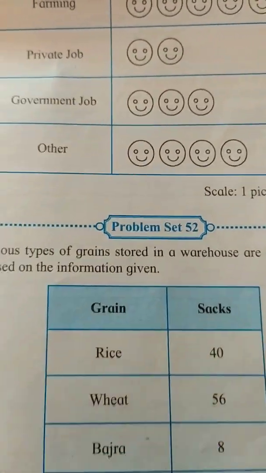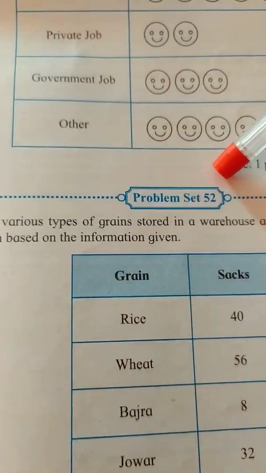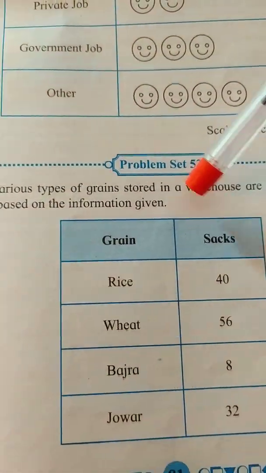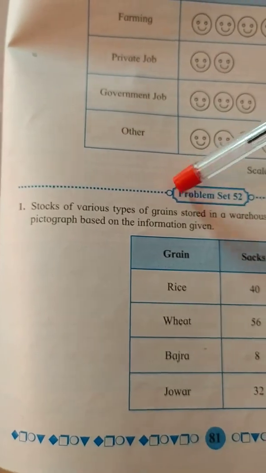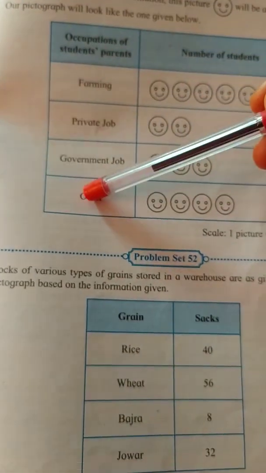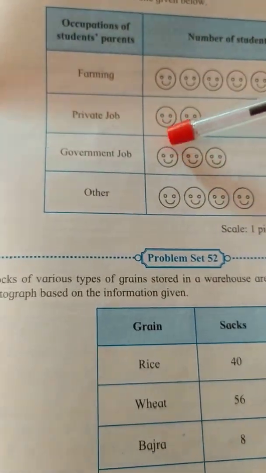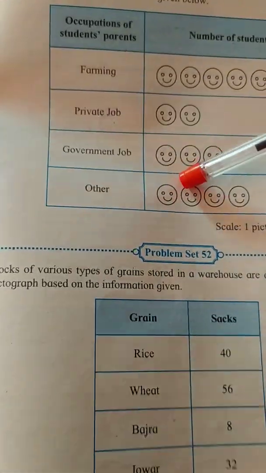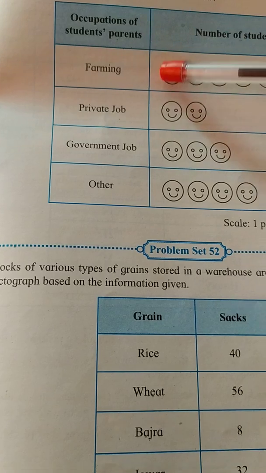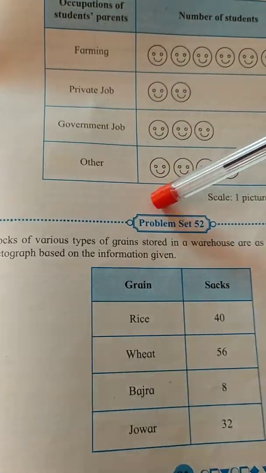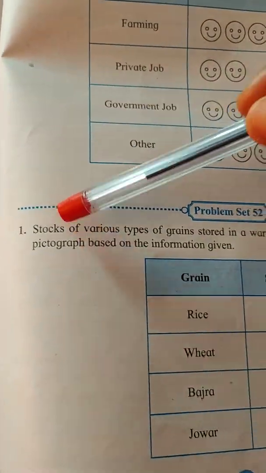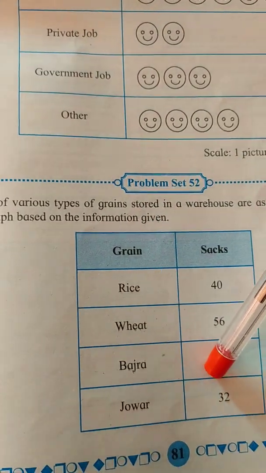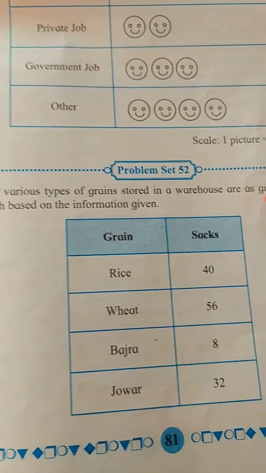Okay. Now we come to problem set 52. Children, when you write in your classwork, you need to write only problem set 52. These examples that I've shown are from the textbook for you to understand better. You don't have to write them in your classwork. What you need to write is the name of the chapter, pictographs. Write problem set 52, and it is only question number 1 which is there in your syllabus. The next 2 questions are not there.